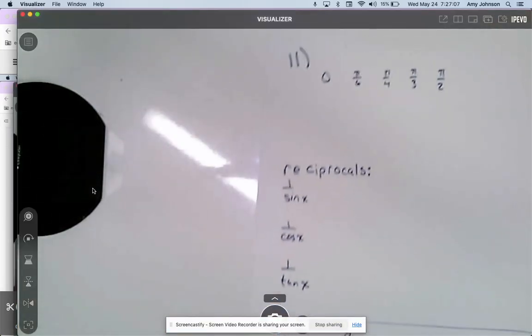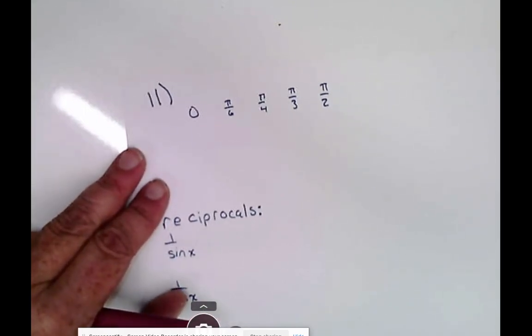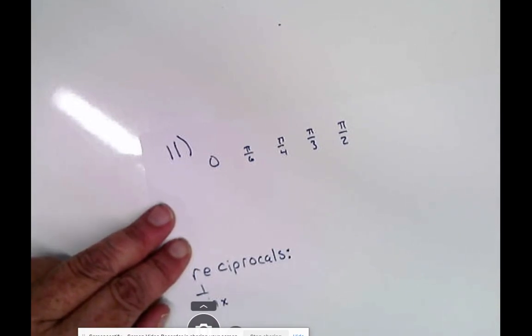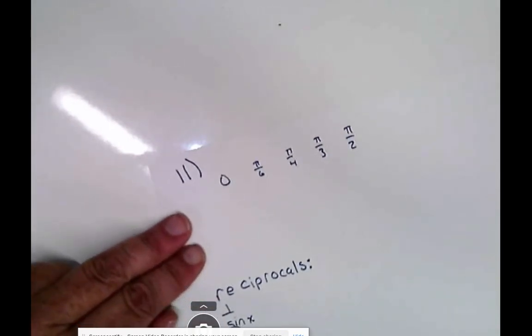Okay, let's talk about the trig. Let's talk about number 11 and 12. So, on number 11, you're going to need to fill out that table of values in less than 5 minutes. And look, here's some things you have to do.